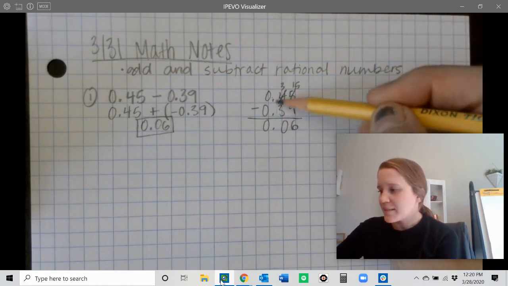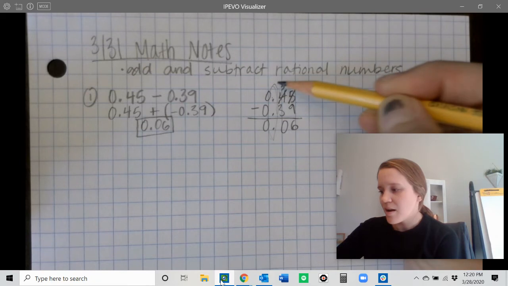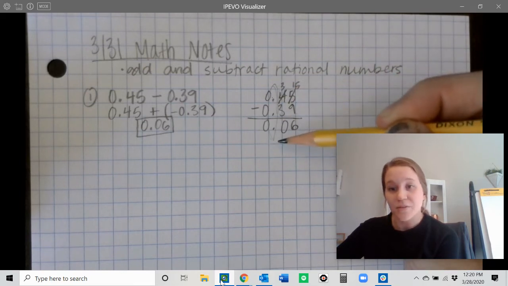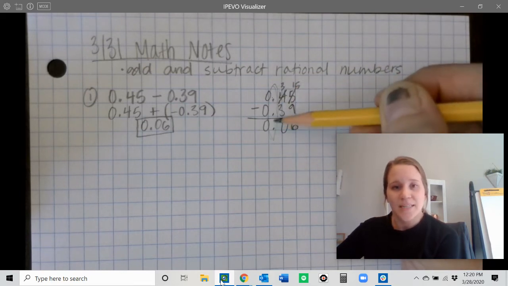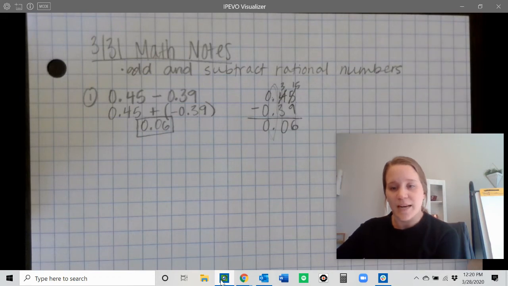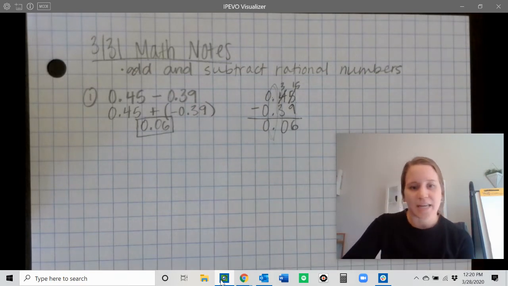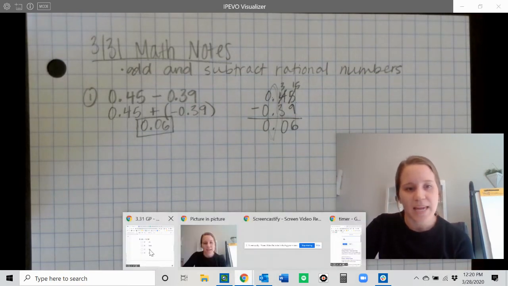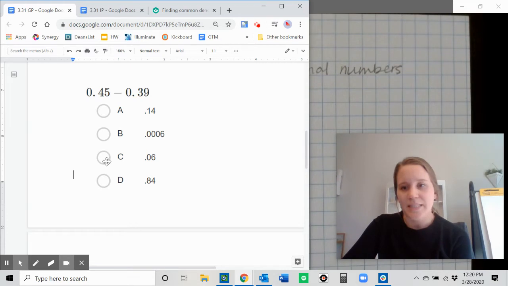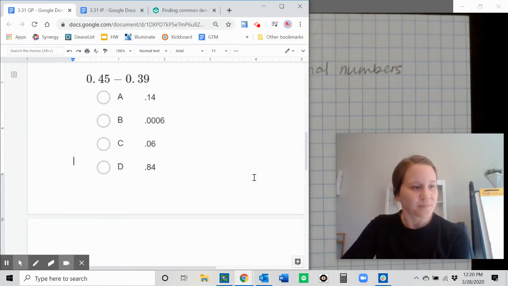Just a reminder, because we don't often do this in 7th grade, but it's something you need to remember from elementary school, is that when we are subtracting decimals, we have to line up those decimal points. That's also true for adding decimals. I got 0 and 6 hundredths. So for my answer, that should have been C. Okay. Let's move on to the next one.